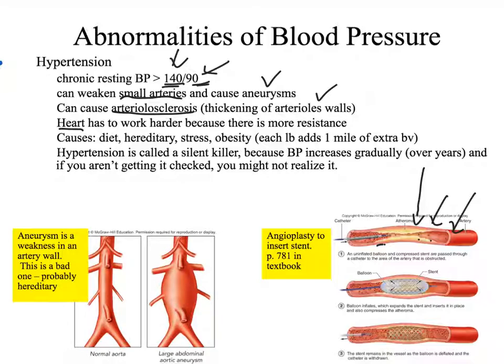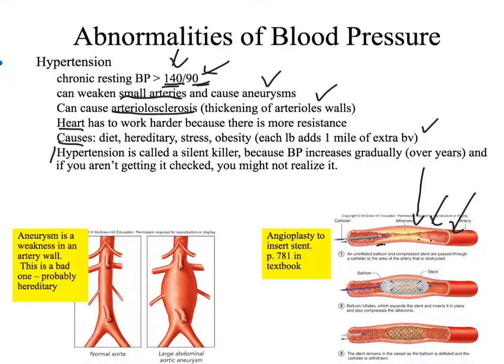High blood pressure could be caused by diet, obesity, stress, and it can be hereditary. Every pound of fat that you add to your body adds an extra mile of blood vessels, so that increases your resistance and that increases your blood pressure.